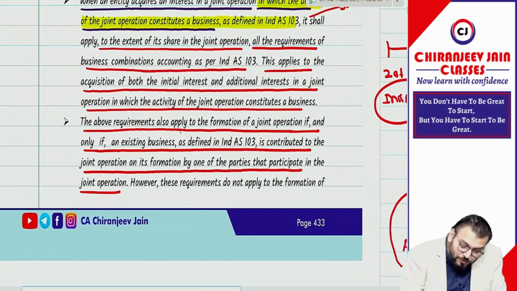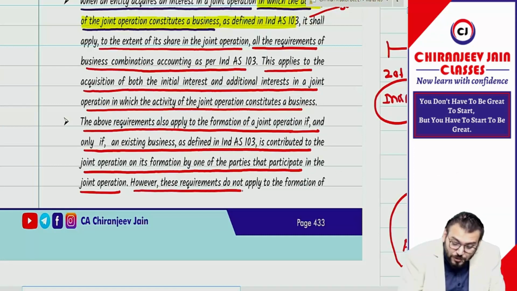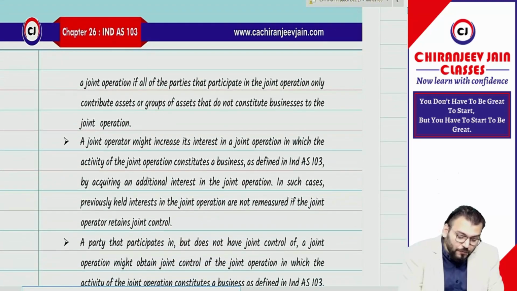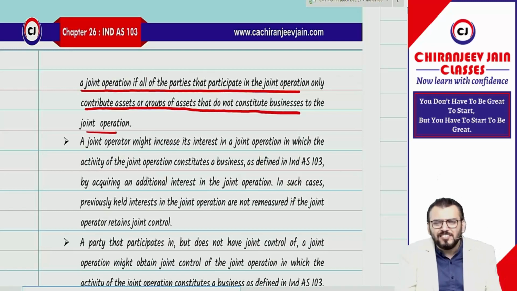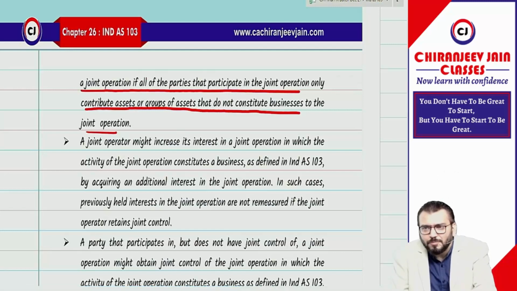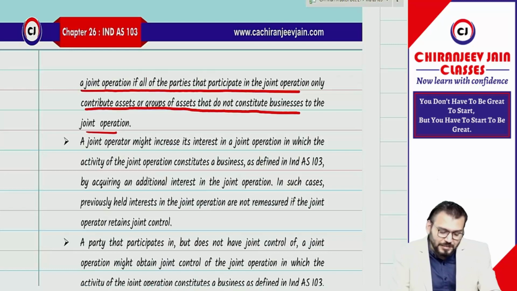The above requirement also applies to the formation of a joint operation if and only if an existing business, as defined under Ind AS 103, is contributed to the joint operation on its formation by one of the parties that participate in the joint operation. However, this requirement does not apply to the formation of a joint operation if all the parties that participate in the joint operation only contribute assets or a group of assets that do not constitute a business to the joint operation. This is the understood point. So if the asset or group of assets transferred constitutes a business, then only Ind AS 103 will be applicable. Correct? Yes, sir.